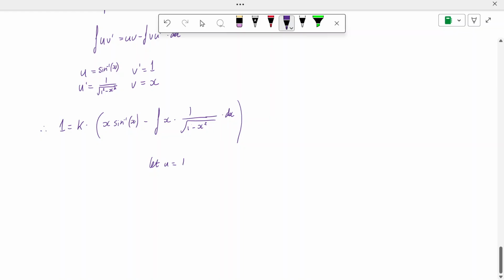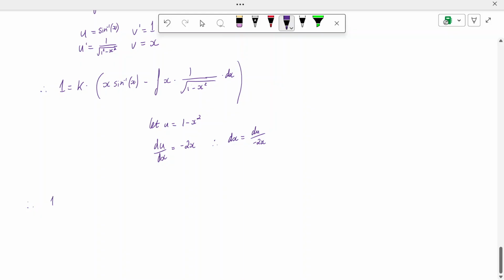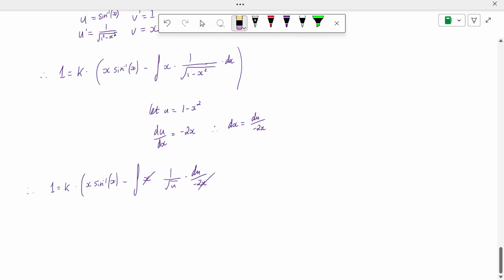I'm going to let u equal 1 take x squared, and I know that this substitution is going to work because du dx equals negative 2x. So that's going to enable me to cancel this x out the front. When I rearrange, I get dx equals du on negative 2 of x. So now my expression looks like this: x dot 1 on square root of u dot du on negative 2x. Straight away I can see that this x and this x cancel.